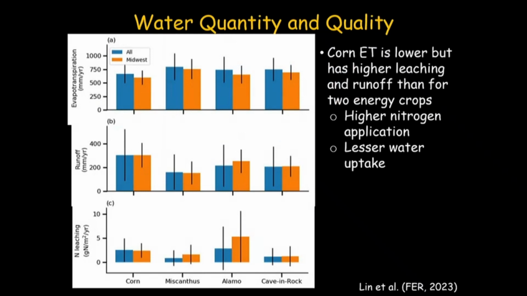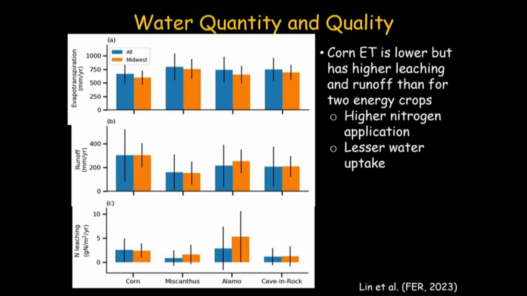Okay, now we can also look at the leaching part, how much nitrogen is leached, and this is the figure. The bottom one is showing that corn has a higher leaching. By the way, I forgot to mention that I'm showing two bars. One is for the Midwest, where most of this corn is being grown, and the other is for the globe, for the entire USA. But miscanthus, which produces the highest amount of yield, has the least leaching.